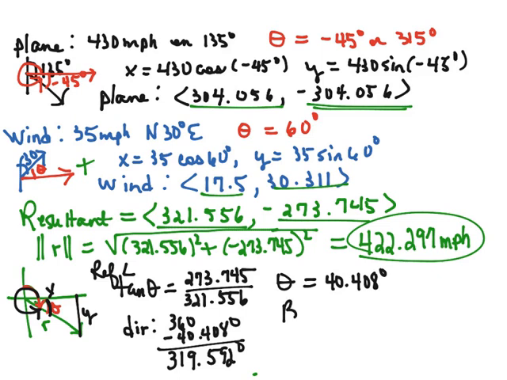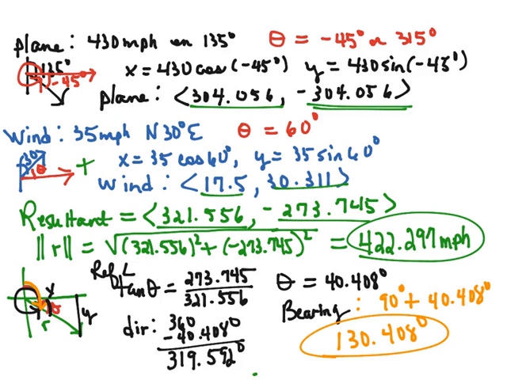But if we want to write it as a bearing, like we did on the last problem, then that would be the angle measured from north down to our resultant. So that would have to be 90 plus the 40.408 degrees, which would give us a bearing of 130.408 degrees, which is the answer we got when we worked it using law of sines and cosines.